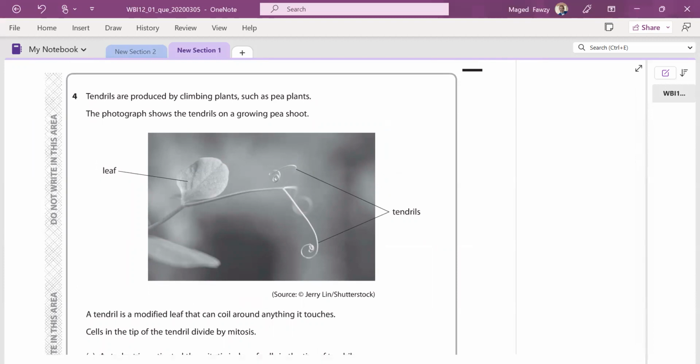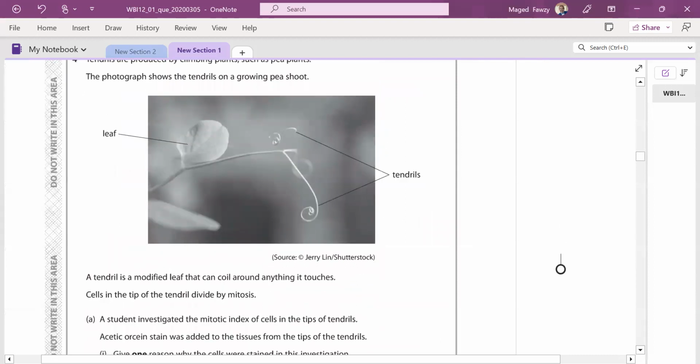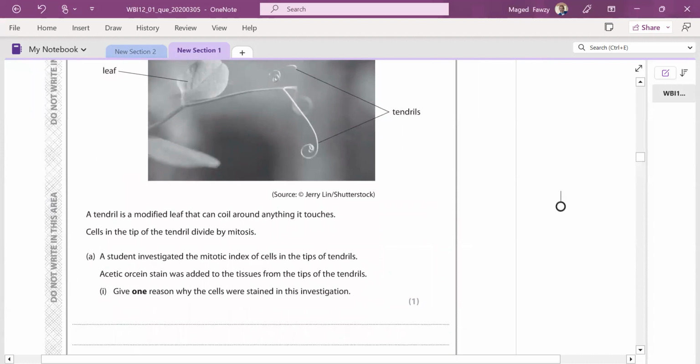By climbing plants such as pea plants. Okay. And in front of us, the shape of tendrils. I think we answered a question like this in my big fat sheet. Anyways, if we didn't, we will answer it now. A tendril is a modified leaf that can coil around anything it touches.